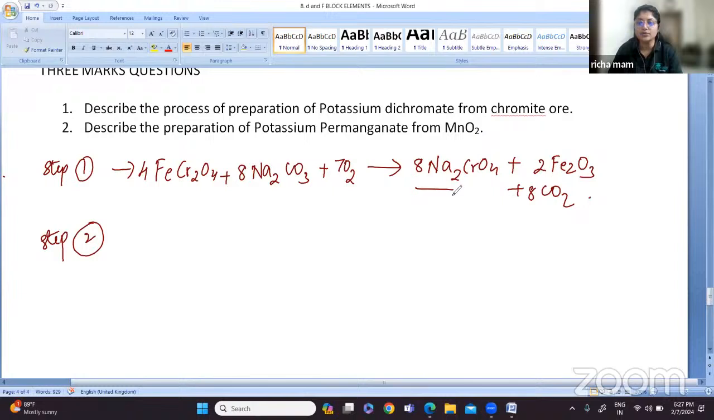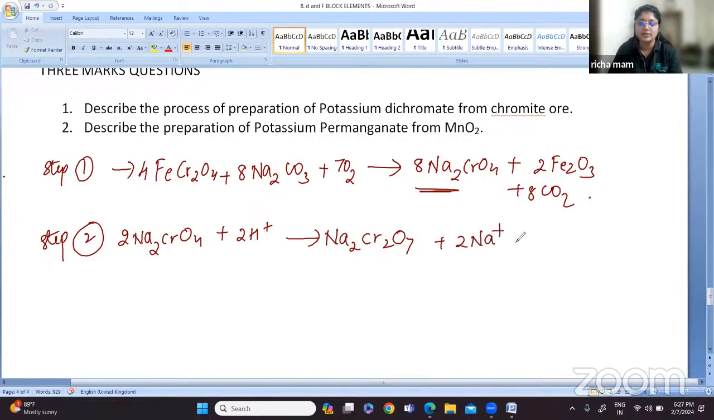Second step: this sodium chromate is treated with sulfuric acid and you get sodium dichromate. 2Na2CrO4 plus 2H+ gives Na2Cr2O7 plus 2Na+ plus H2O. So this is the second step. We are converting the sodium chromate into sodium dichromate by treating it with concentrated sulfuric acid.